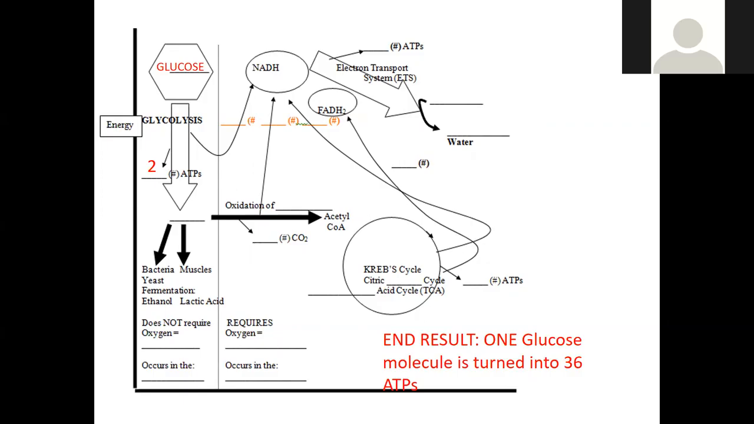That's very efficient, and a lot more efficient than just having substrate level phosphorylation that we saw at the very beginning. Alrighty, so that is our study of the electron transport system and the Krebs cycle and the oxidation of pyruvate and also glycolysis. All that together is known as cellular respiration.